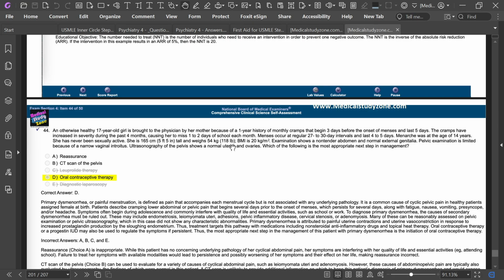in response to increased prostaglandin production by the sloughing endometrium. Thus, treatment targets this pathway with medication including NSAIDs, topical heat therapy, oral contraceptive, and a progestin IUD may also be used to regulate the symptoms if persistent.